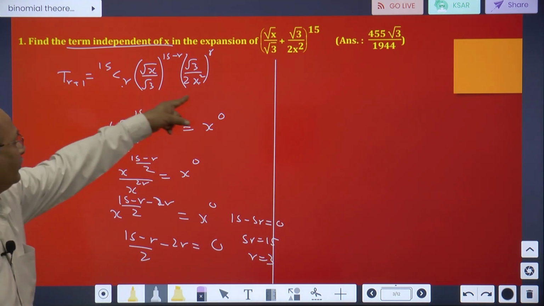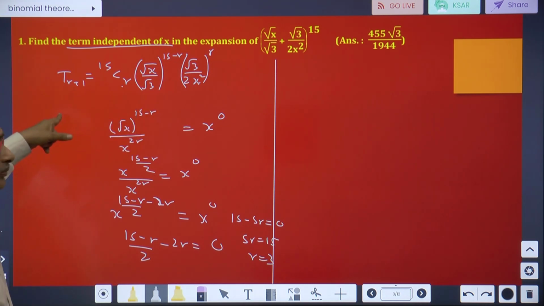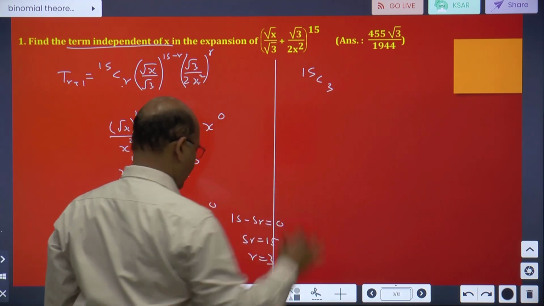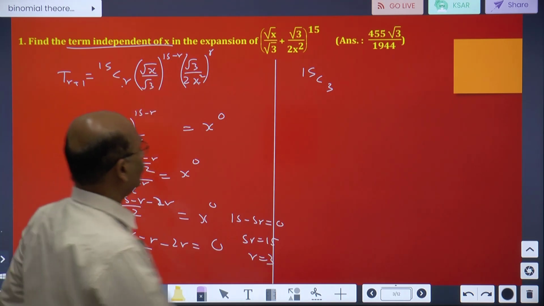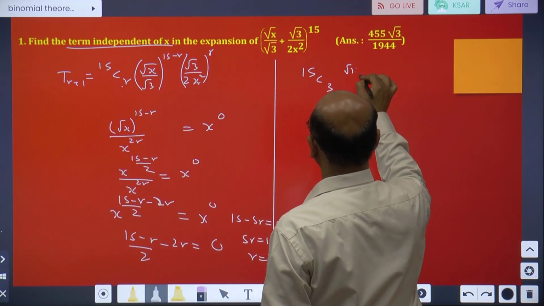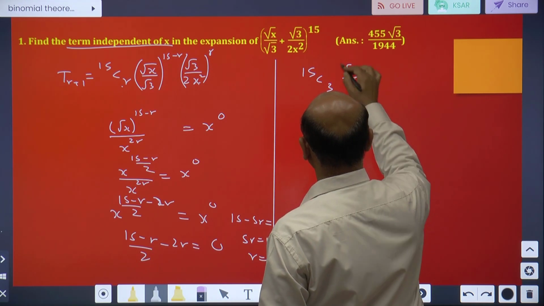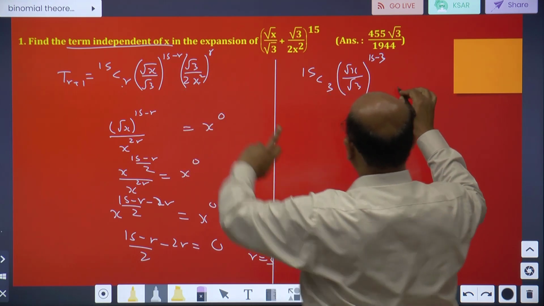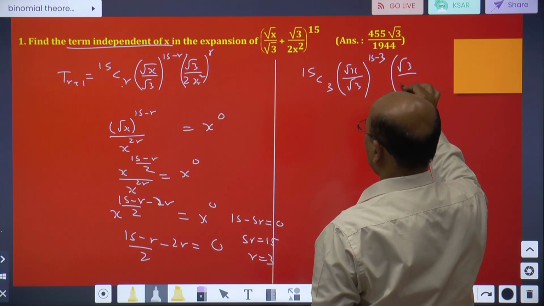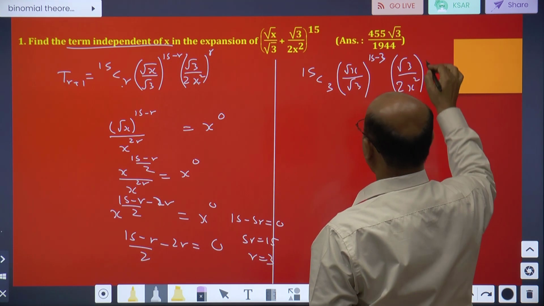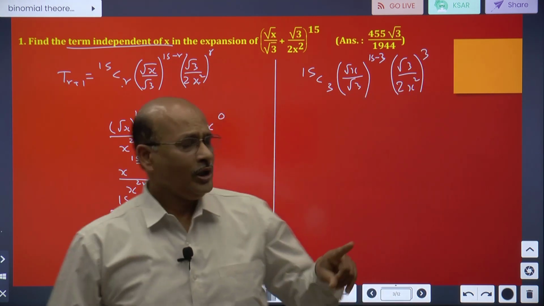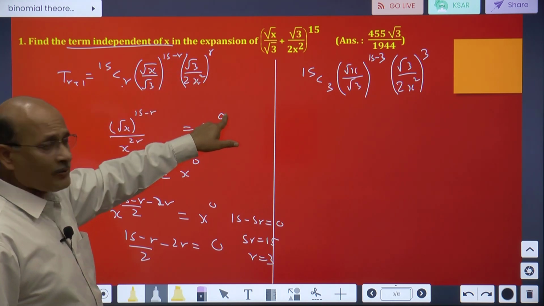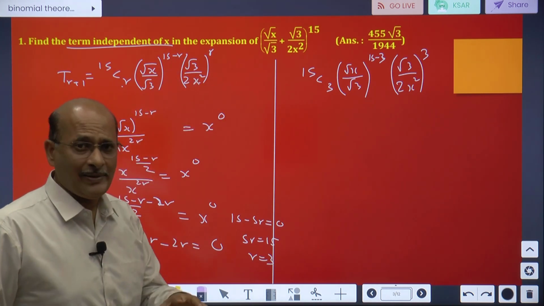Now look at this term. The term is given as 15C3, this will be root x upon root 3 raised to 15 minus 3, into root 3 upon 2x squared raised to 3. So when you put r as 3 here, guys, the x raised to power will be 0. That's what I wanted, the term associated with it.